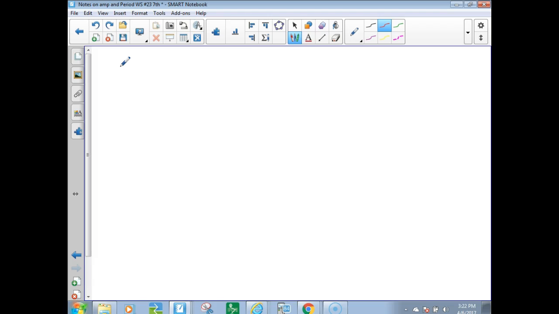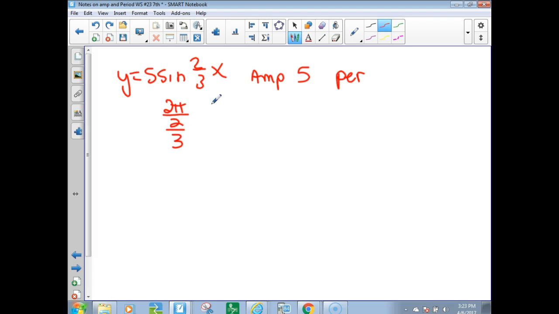Now, what's the amplitude? You've got y equals 5 sine 2/3 x. So the amplitude is 5. The period, well, I have to take 2 pi divided by 2/3. 2 pi divided by 2/3 is 2 pi times 3/2. Cancel those. The period is 3 pi for this one. This is the kind people don't do well with, so you might want to pay attention.